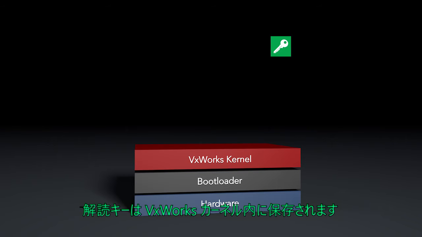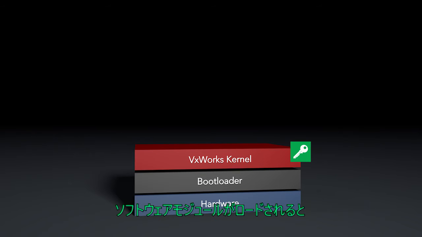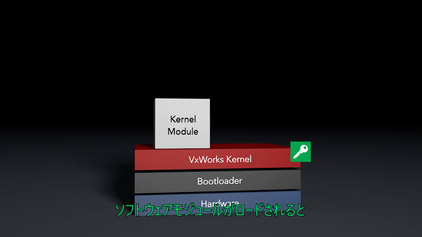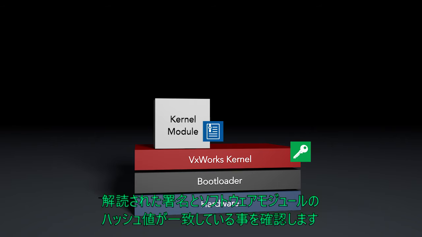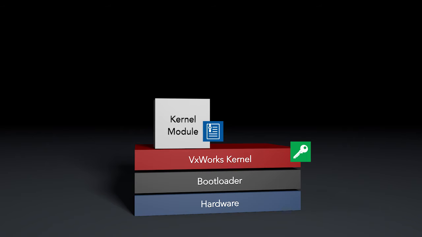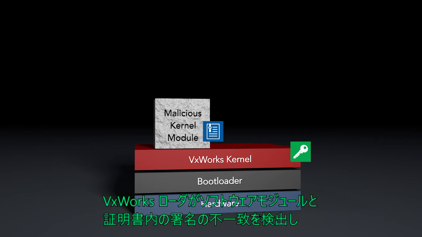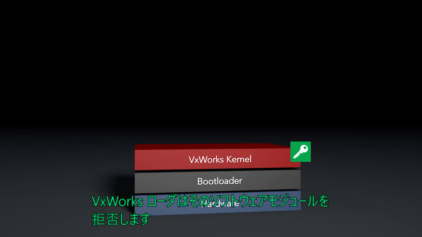The decryption key is stored in the VxWorks kernel. When a software module is loaded, the decryption key is used to decrypt the signature on the certificate and ensure that the decrypted signature matches the hash of the software module. When someone tampers with your software module, the VxWorks loader can detect that there's a mismatch between the software module and the signature on their certificate. The VxWorks loader rejects the software module.